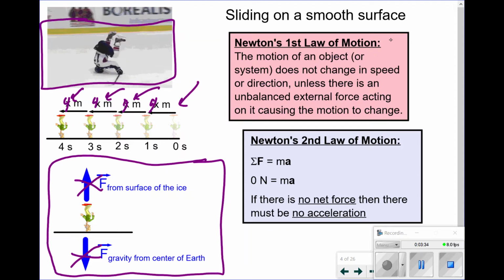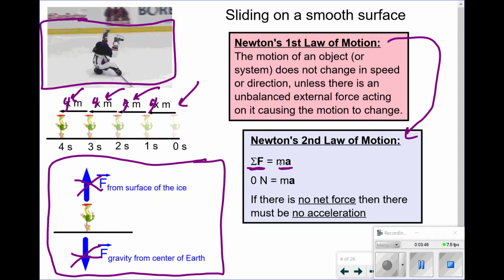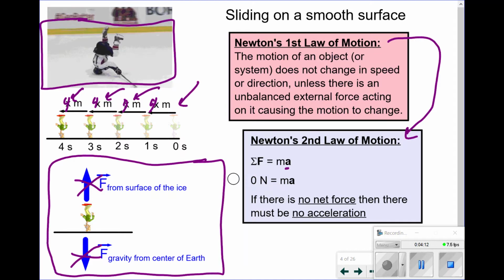And Newton's first law is mathematically expressed as the second law, where the net external force acting on an object or system is equal to the mass times acceleration of that object or system. But if there is no net external force, then there must be no acceleration as well. So an object in motion will maintain the same speed and direction because there is no external unbalanced force acting on it. But if there was a net external force, then there would be an acceleration.